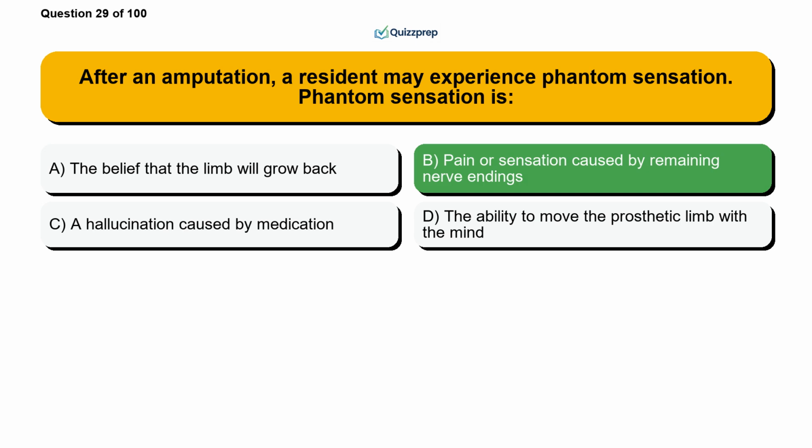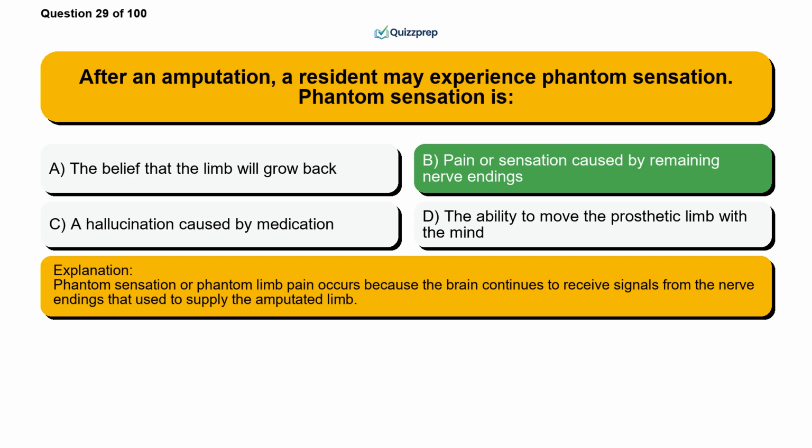Pain or sensation caused by remaining nerve endings. Phantom sensation or phantom limb pain occurs because the brain continues to receive signals from the nerve endings that used to supply the amputated limb.